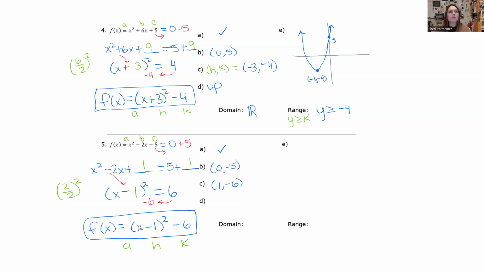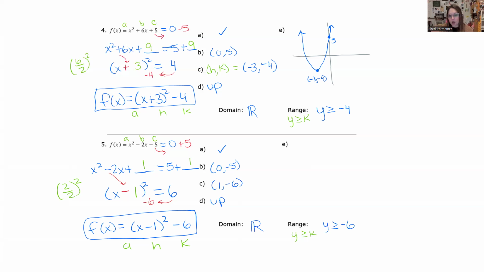And then D, my A value. Does it say that it's going to open up or open down? It's positive, so we'll open up. What's the domain? All real numbers. And then the range, depending on which way you're facing, and in this case, you're facing up, y is greater than or equal to k. So I have y is greater than or equal to what? -6.